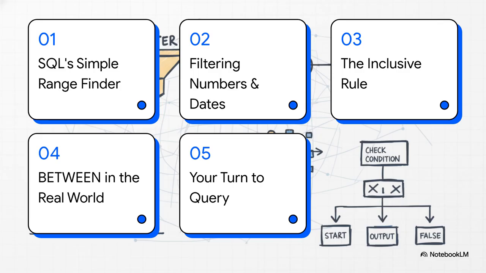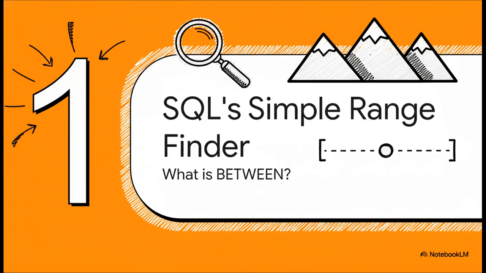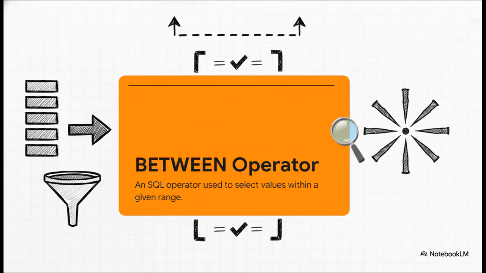Let's do this. All right, first things first, what is this operator? Let's break down how it works, as SQL's own simple range finder. At its heart, the between operator is incredibly simple. You just pop it into a where clause to pick out values that fall within a range you define. Just think of it as a nice clean shortcut for saying greater than or equal to this value and less than or equal to that value.